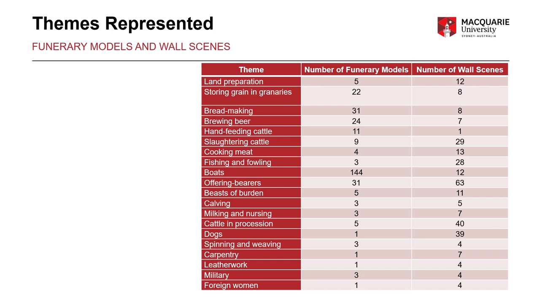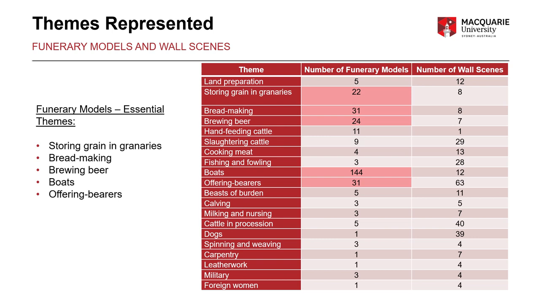When considering these three themes among the full corpus I examined in my study, we can see that certain themes predominate among models. In particular, granaries, bread making, brewing beer, boats, and offering bearers are the most commonly attested. Each of these themes contains a high number of examples among the corpus, showing their importance to the repertoire. Now, what's common about them is that they all offer products and services that would be of great benefit to the deceased's well-being in the afterlife.